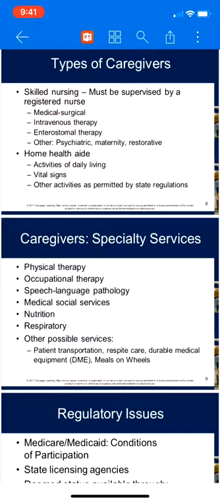Then we have durable medical equipment, such as wheelchairs or hospital beds. These are leased or purchased to aid in the patient's healing within the home setting. The use of durable medical equipment in the home is covered under Medicare Part B. And lastly, Meals on Wheels is a charitable organization that provides food services for those who are unable to leave the home. However, Medicare does not cover meals delivered to the home.